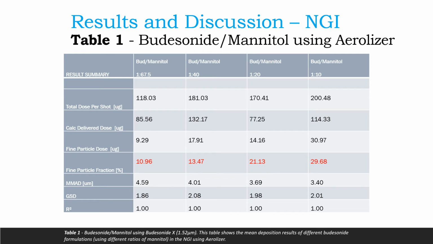After powder mixing was complete, the powder was then filled into capsules ready for the next generation impactor. The first inhaler used was the Aerolizer, and the first mixture used was the Budesonide and Mannitol mixture in 4 different ratios, 1 to 10, 1 to 20, 1 to 40, and 1 to 67.5. As can be seen from the results, the 1 to 10 ratio showed the highest fine particle fraction for this set of formulations, with the 1 to 67.5 showing the lowest fine particle fraction.